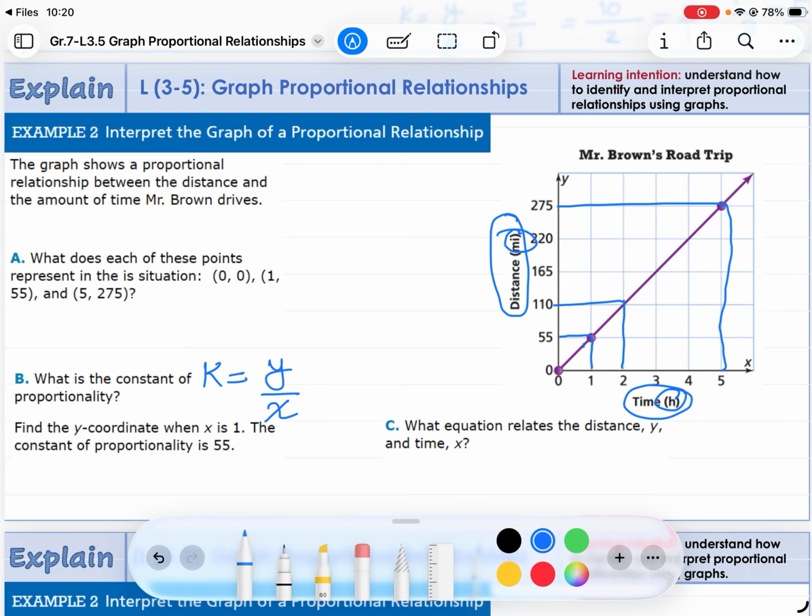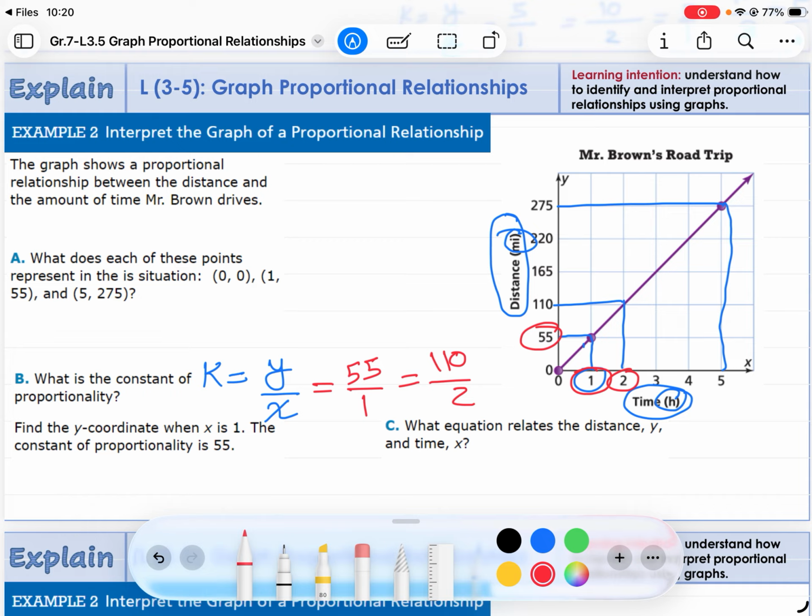So we're going to take any two values for x and y from the graph. I will start with 1. When x is 1, y will be equal to 55. Okay, let's try another value. When x is 2, y will be equal to 110.